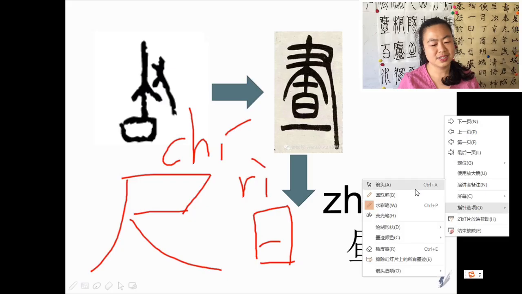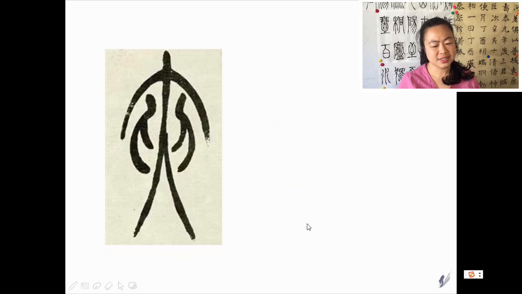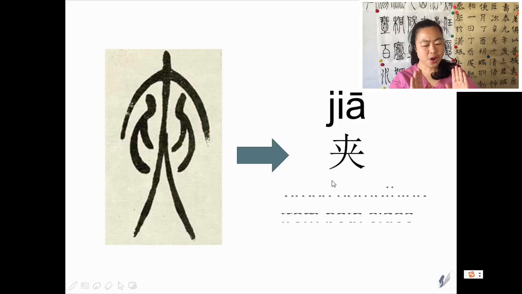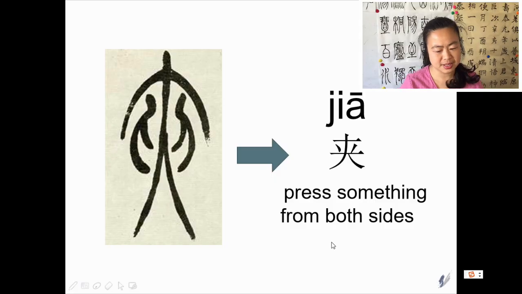Okay, now the second one. The second one is like this, and in modern character it's like this. The structure is quite similar, right? But maybe the shape changed a lot, and it is pronounced as 加, which means to press something from both sides.